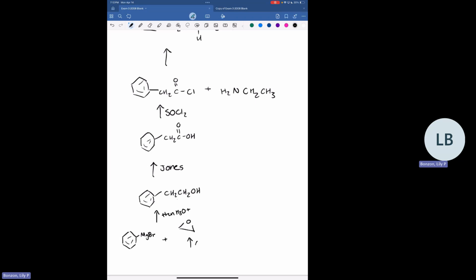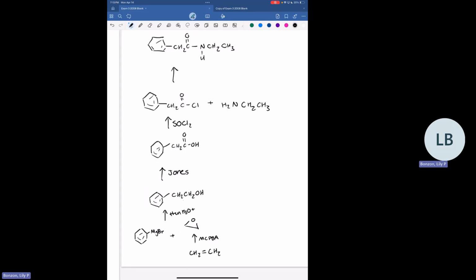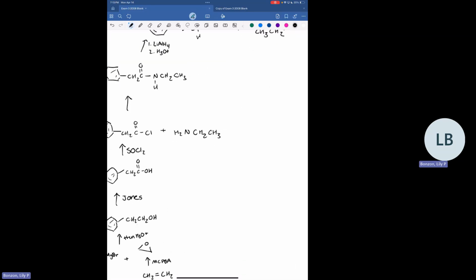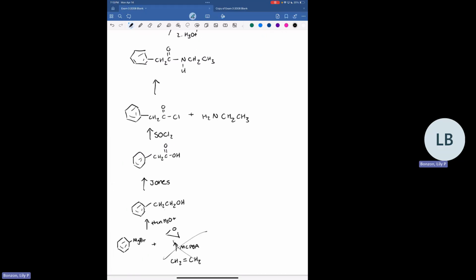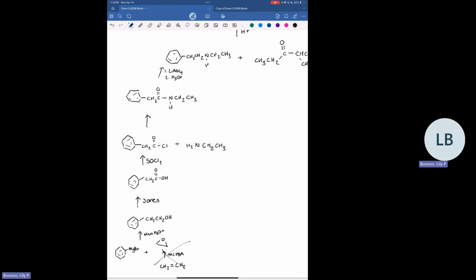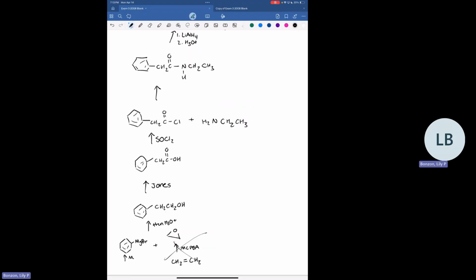So epoxide, we can just use MCPBA to work it back to our 2-carbon double bond, our ethene. I believe that should be allowed. Oh, it says ethylene oxide, so you could just stop there, actually. So ignore that. And we're allowed to start with bromobenzene, so we just have to do our Mg ether to get our bromobenzene. And so that side's fully done, so that's allowed. This is allowed.